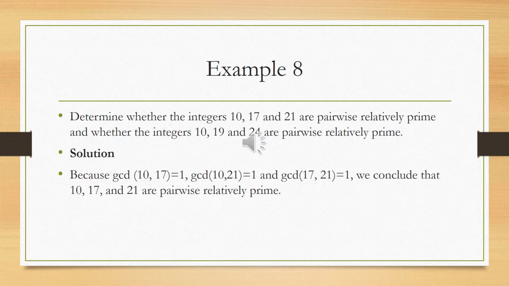Example 8. Determine whether the integers 10, 17, and 21 are pairwise relatively prime, and whether the integers 10, 19, and 24 are pairwise relatively prime. The GCD of 10 and 17 is 1, GCD of 10 and 21 is 1, GCD of 17 and 21 is 1. We conclude that 10, 17, and 21 are pairwise relatively prime.